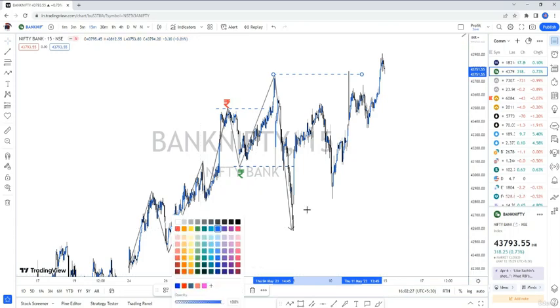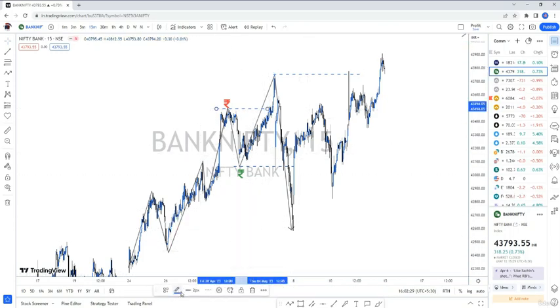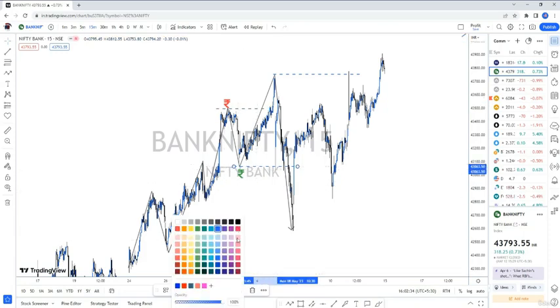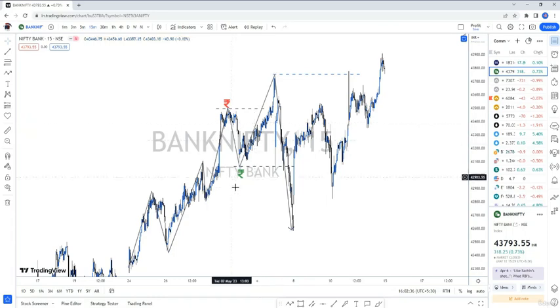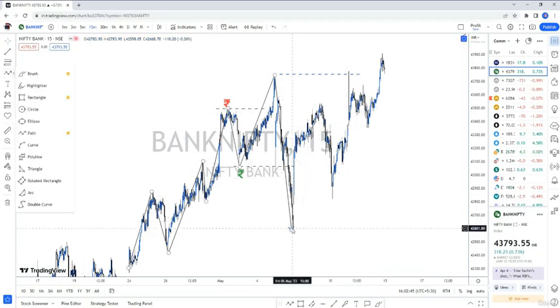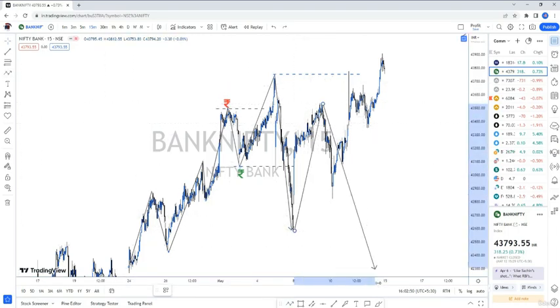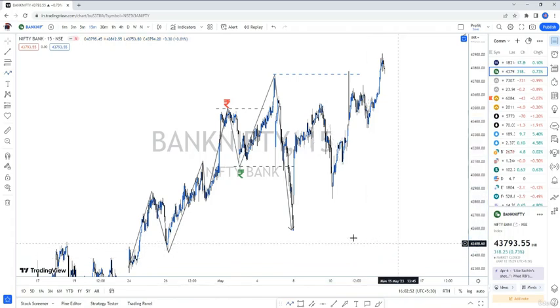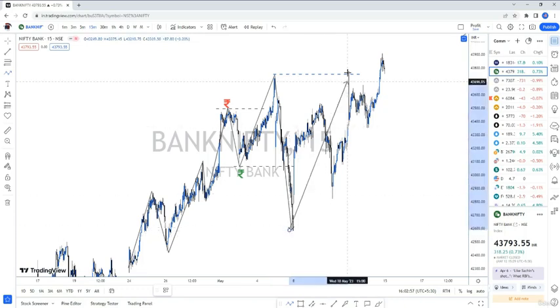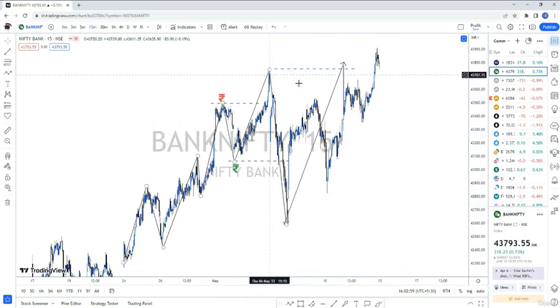Let me change the color of this. Let me change the color of this also. So now, this leg is a leg which just created a confusion for us, because we do not know whether the next leg is going to be a pullback leg and going to go down, or it was just a stop loss hunting of all the buyers and again is going to breach this high.